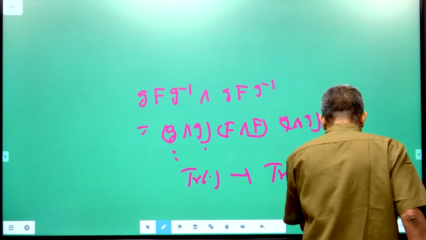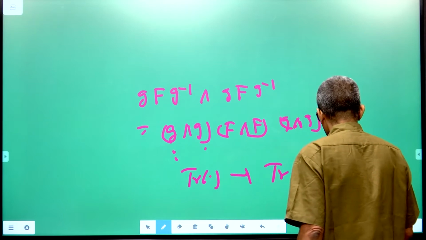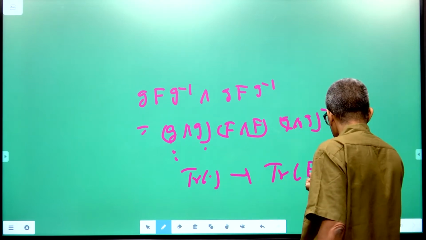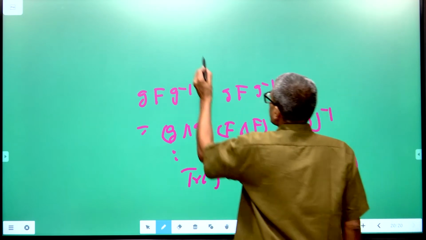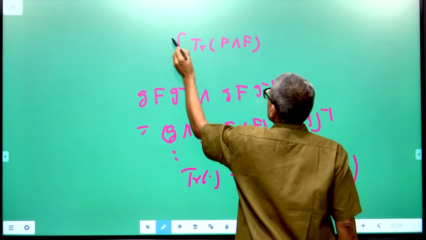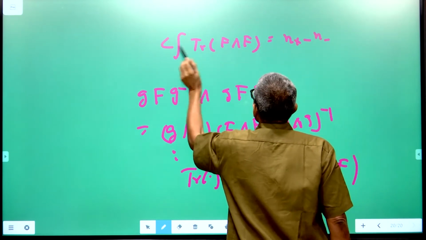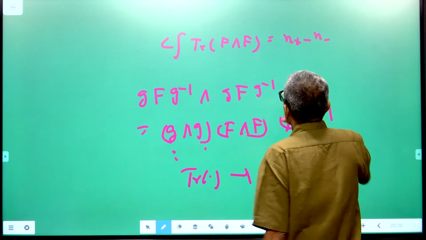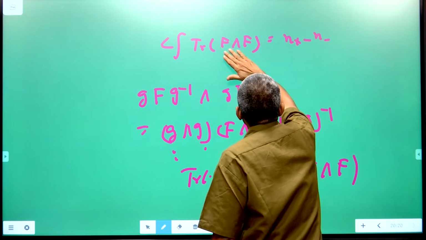That follows from the fact that if you distort the connection slightly, then F will change, but since the integral of trace F wedge F is an integer, n plus minus n minus, this cannot change; it can change only by discrete jumps. So if you distort A, the gauge potential, by an infinitesimal quantity, this cannot change.